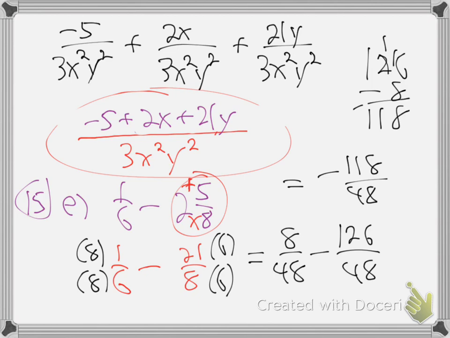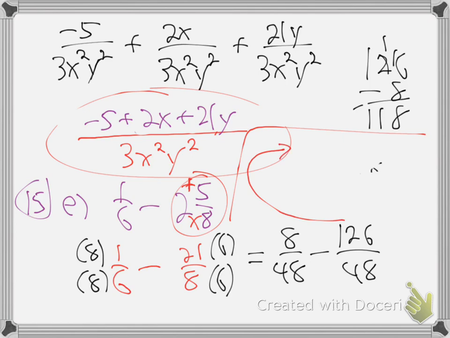I'm just running out of room here. Let me scoot this over. So bring it up here. Negative 118 over 48. And then reduce that fraction. Just divide by 2, top and bottom. Divide by 2. That would be negative 59/24. I don't know if they want a mixed number or an improper fraction, honestly.